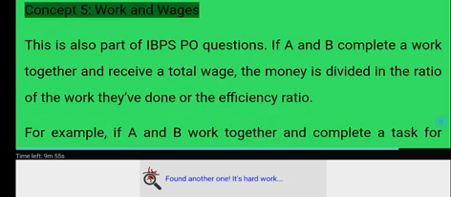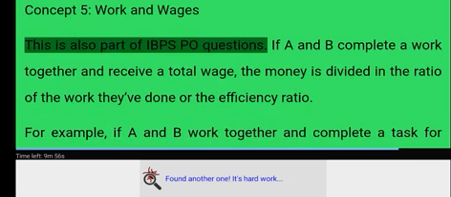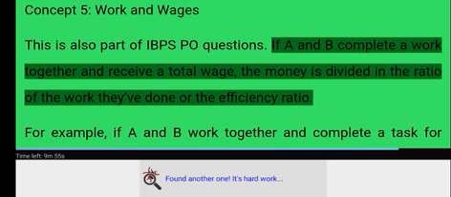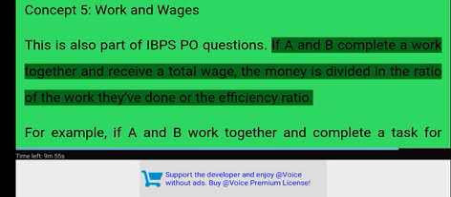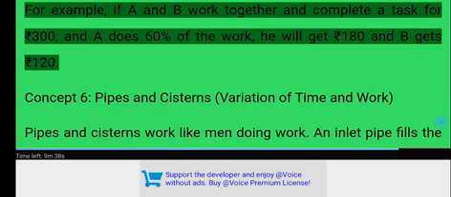Concept 5: Work and wages. This is also part of IBPS PO questions. If A and B complete a work together and receive a total wage, the money is divided in the ratio of the work they've done or the efficiency ratio. For example, if A and B work together and complete a task for 300 rupees, and A does 60% of the work, A will get 180 rupees and B gets 120 rupees.